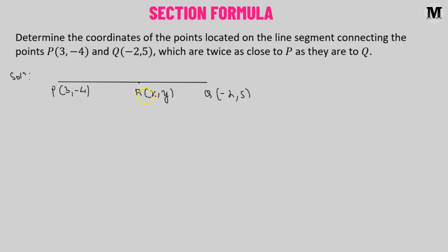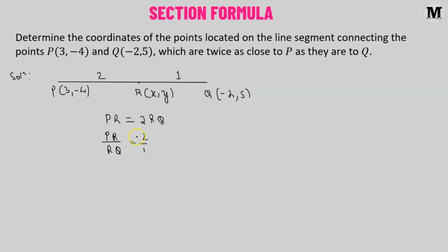The point must satisfy the condition that it is twice as close to P as it is to Q, meaning we have two lengths, PR and RQ. So PR equals 2 times RQ. In other words, PR to RQ is 2:1, or we can say that the point R divides the line PQ in the ratio 2:1.